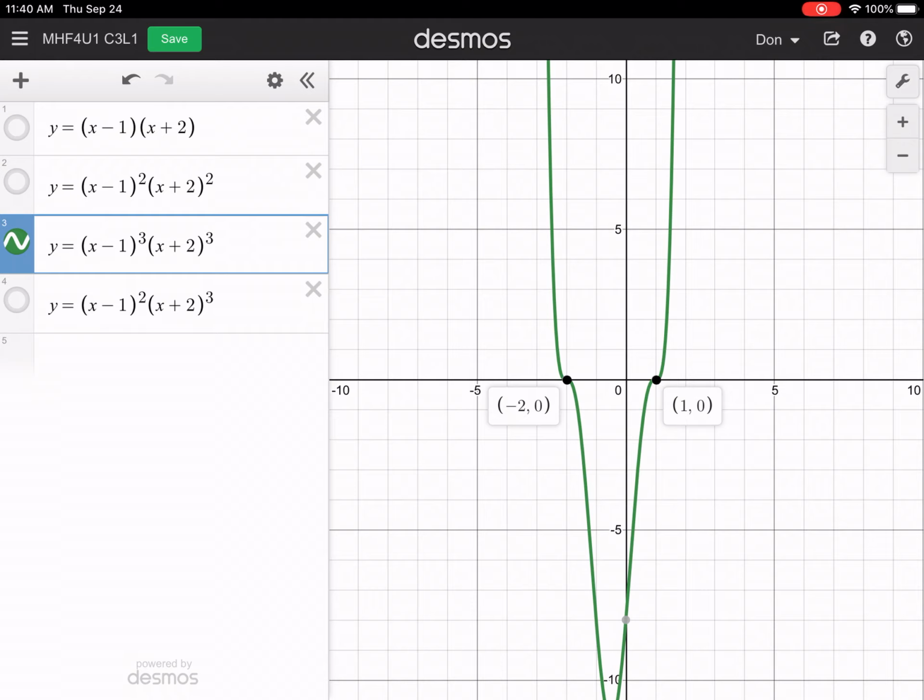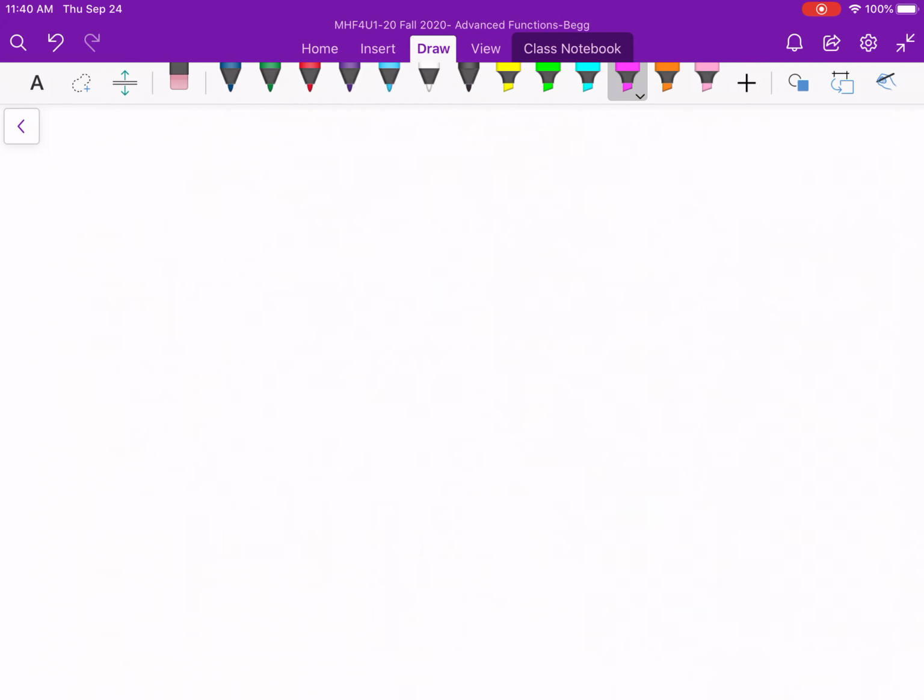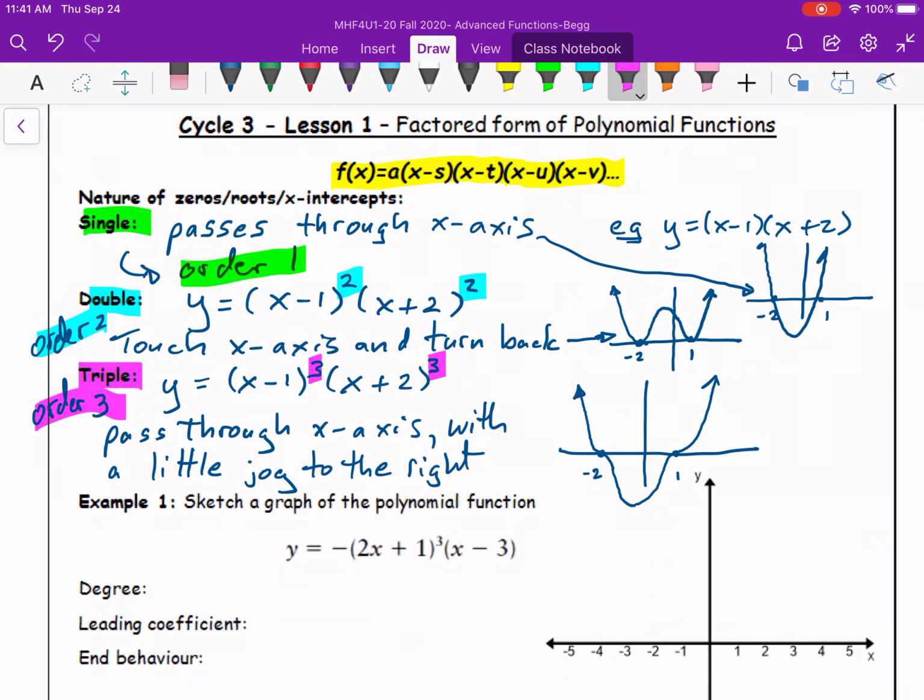It does what I'm going to describe as a little jog to the left or to the right. So it still comes down, hits the x-axis, keeps going through, but it's like it slows down almost when it hits that x-axis if it's got degree 3 roots. And so again, anything with an odd exponent on a factor is going to go right through. Anything with an even exponent is just going to touch that x-axis at that point and turn back.